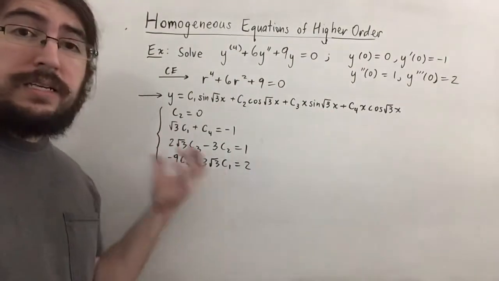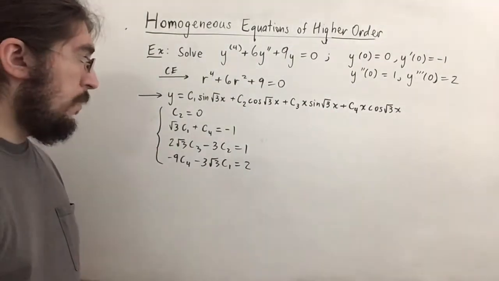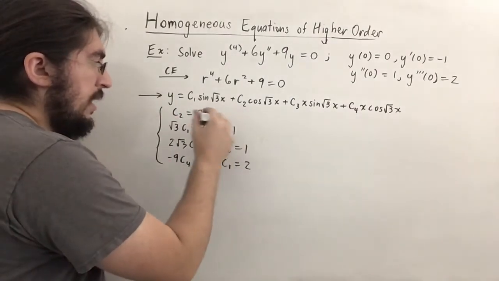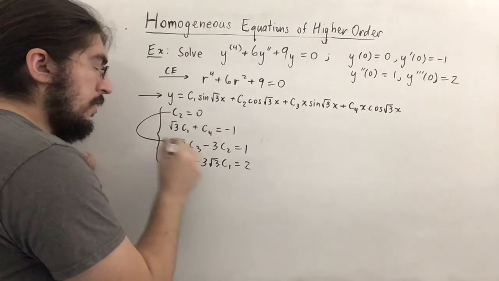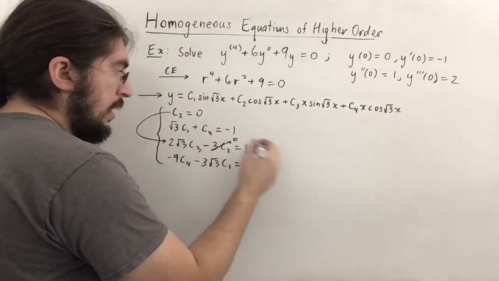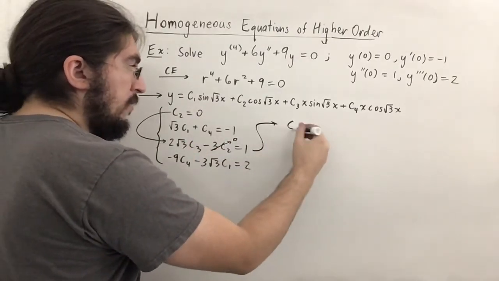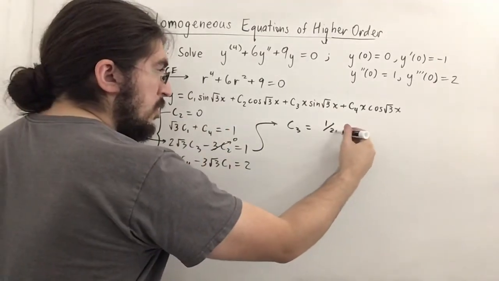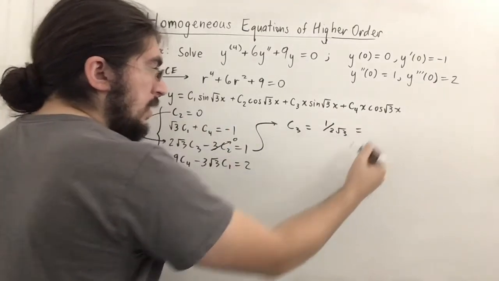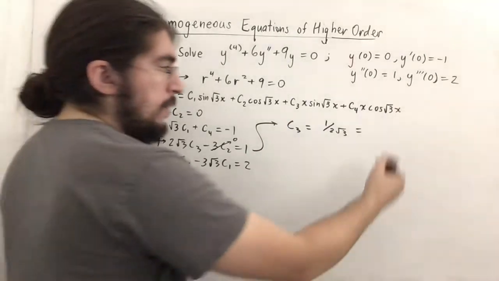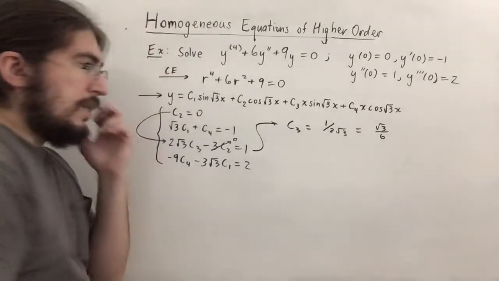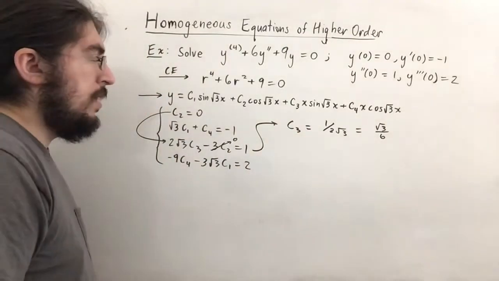This is the system of equations I was talking about that we end up with. Now I mentioned that since C2 is 0, if you substitute that into this third equation, C2 is gone, so we can solve for C3 by just dividing by the coefficient. So we get 1 over 2 radical 3. If you want to rationalize this by multiplying top and bottom by radical 3, we get radical 3 over 6. I'm just going to leave it like that. I think that looks fine.